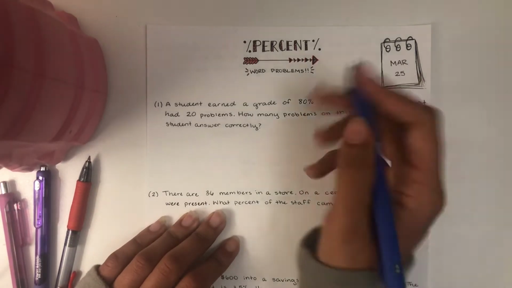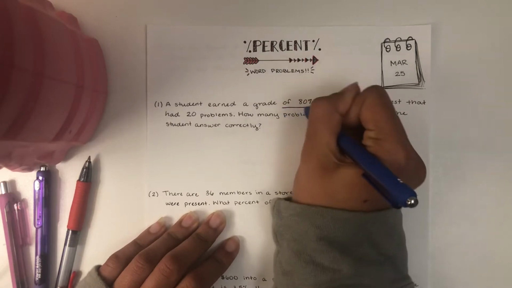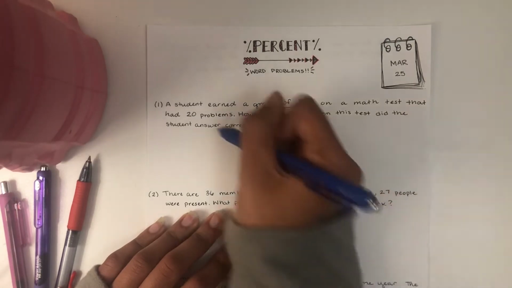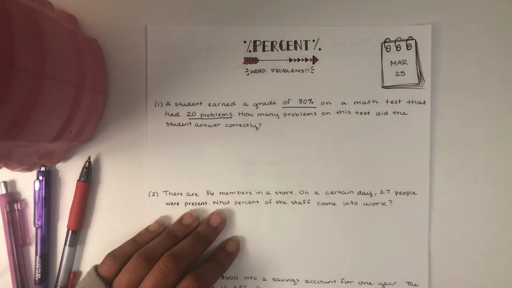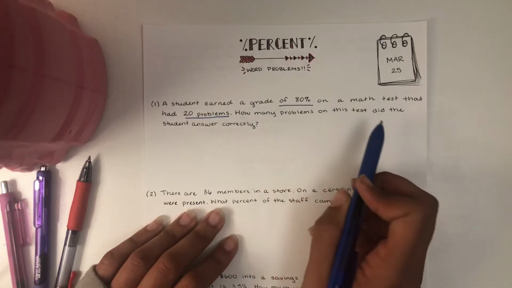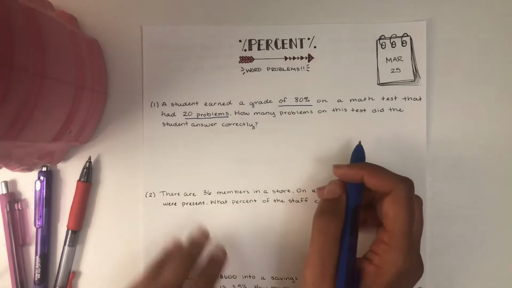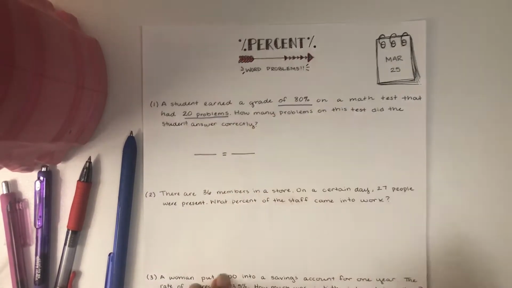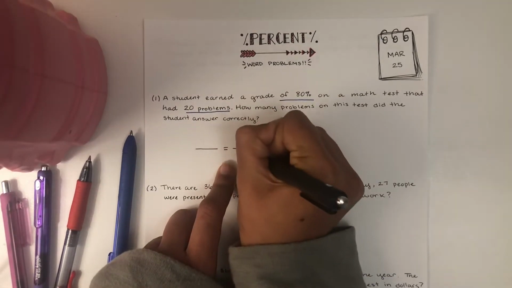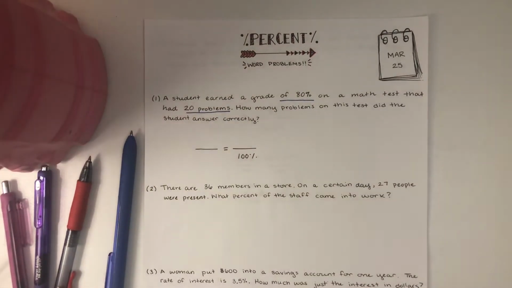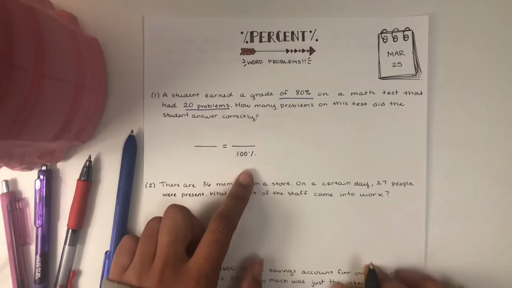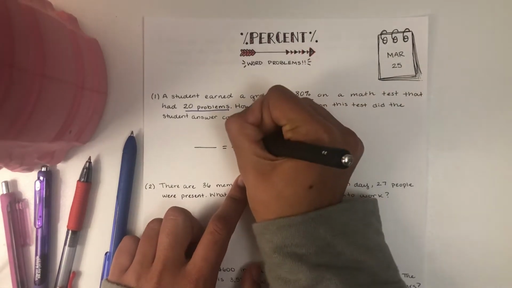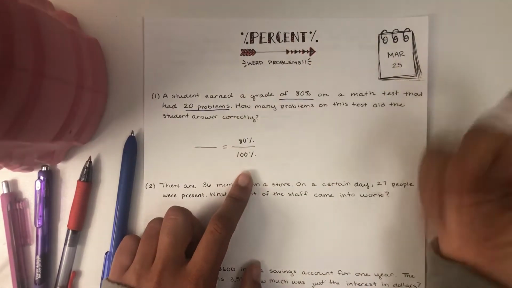Okay, so a student earned a grade of 80%, underline that, on a math test that had 20 problems. How many problems on this test did the student answer correctly? So we're going through these percent problems just like we've been. Set up your proportions. You know 100% is going to go in the denominator on one side. So this 80%, where do we think that goes? With the other percent, right?